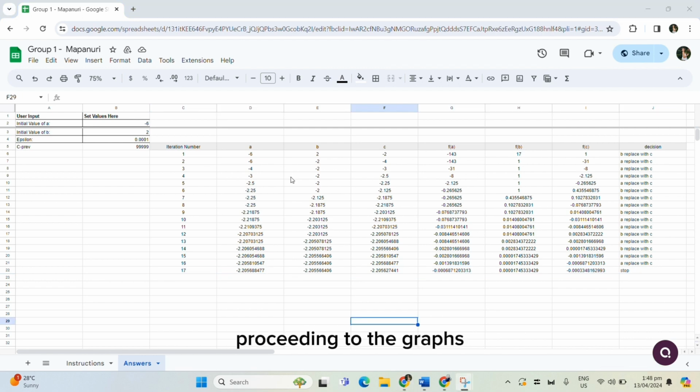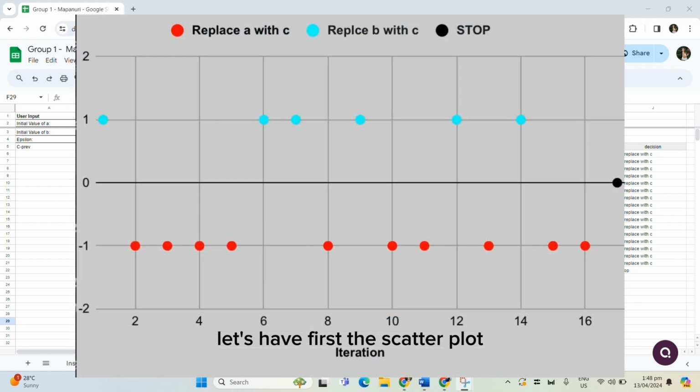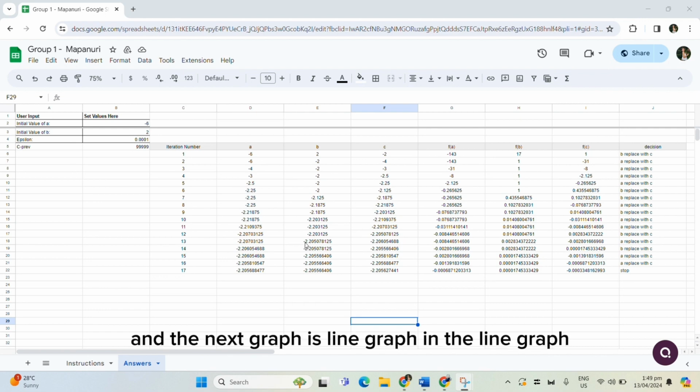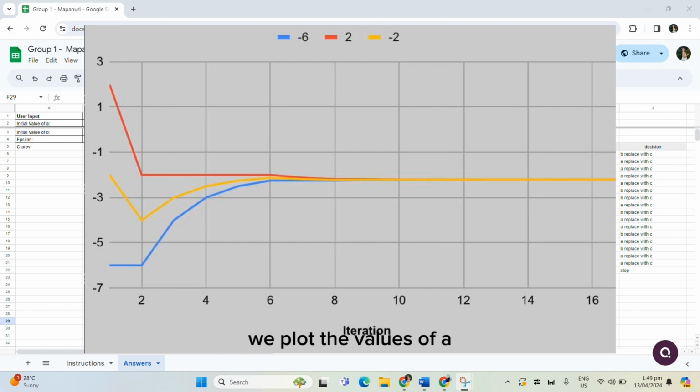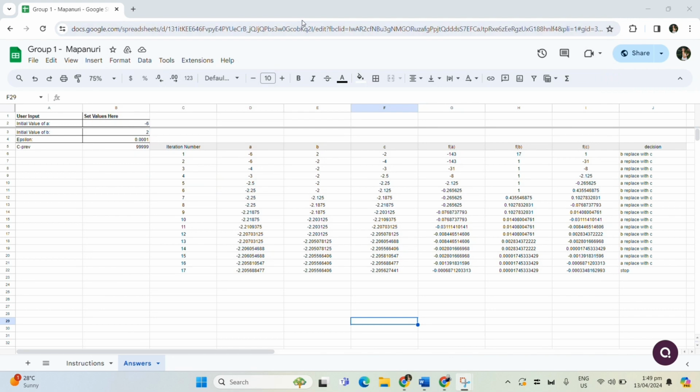Proceeding to the graphs, let's have first the scatter plot. We visually track how many times A and B are replaced with C until we reach the stop condition. And the next graph is the line graph. In the line graph, we plot the values of A, B, and C throughout the iterations. Each line is color coded for clarity, helping us track the changes more easily.